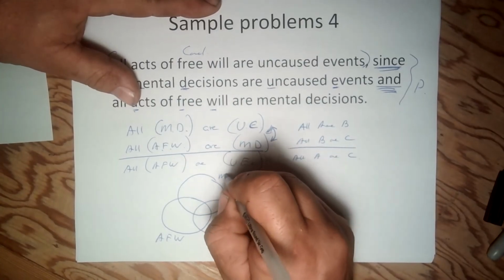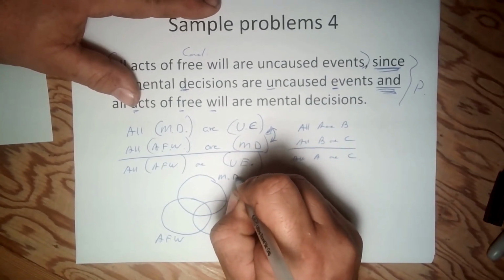So we have AFW and UE. And then the middle term is mental decisions.